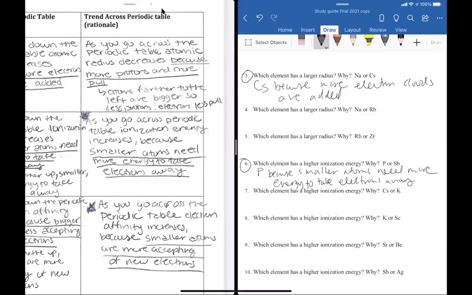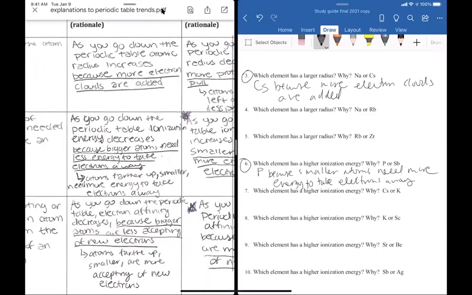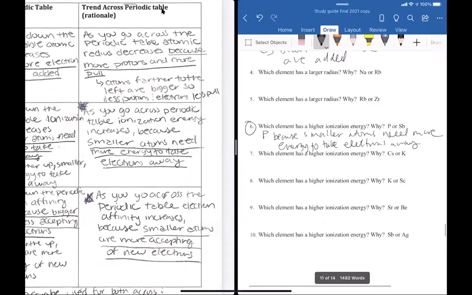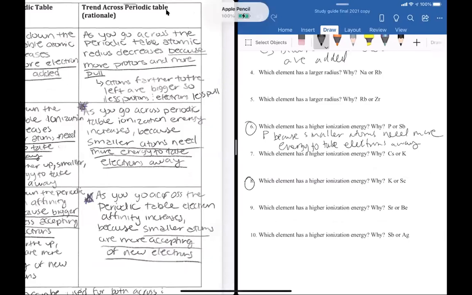Okay, like I said before, you can use that same explanation. You could also technically say P because Sb is bigger, which means atoms need less energy to take electrons away. You can say that one too, but I just feel like to make it easier for you guys, I've told you, you can use this same explanation no matter if you're comparing up and down or left to right. Okay, so can you guys do number 8 for me, please? Again, I'm going to give you 2 minutes.